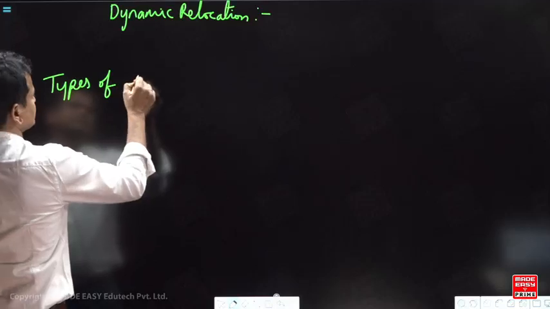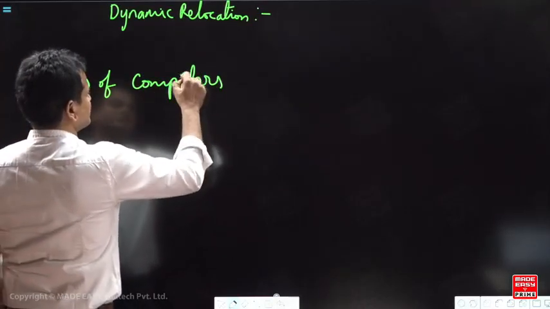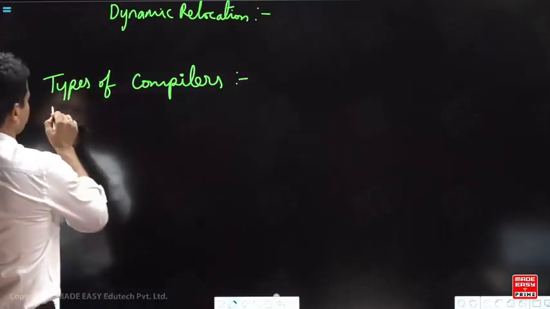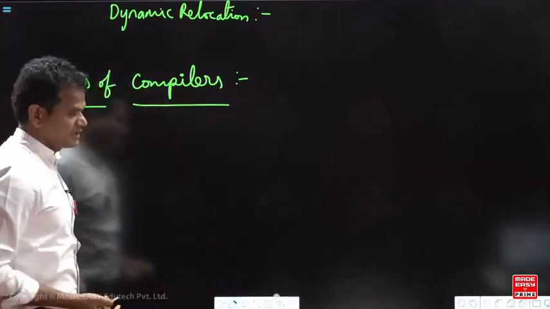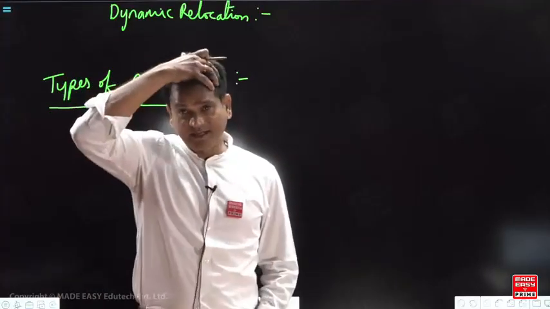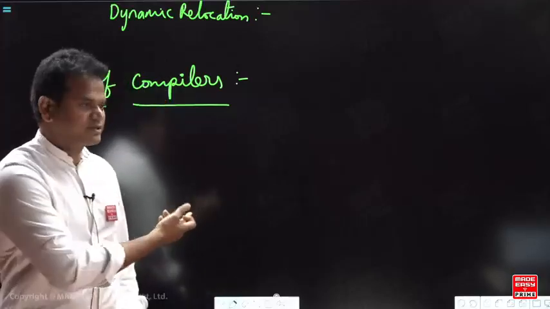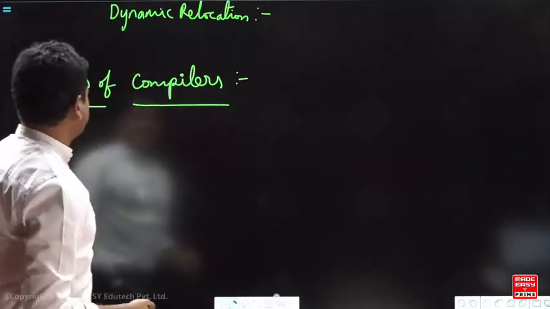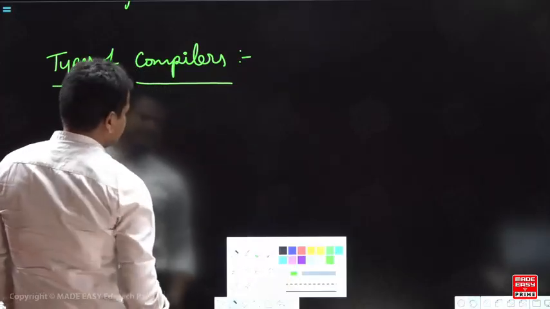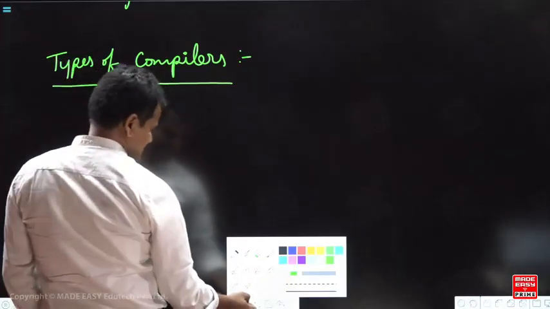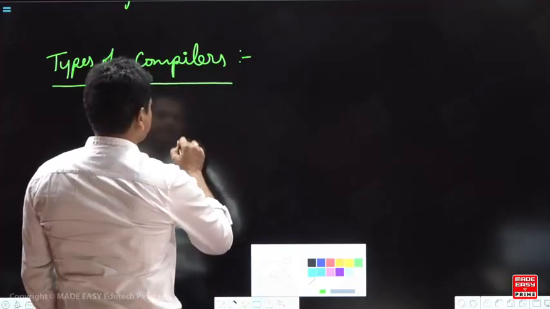Types of compilers. Somebody has already asked about this in the starting. Some student asked me what is cross compiler. That time I didn't answer that question, because you will see it now. Types of compilers: native compiler.